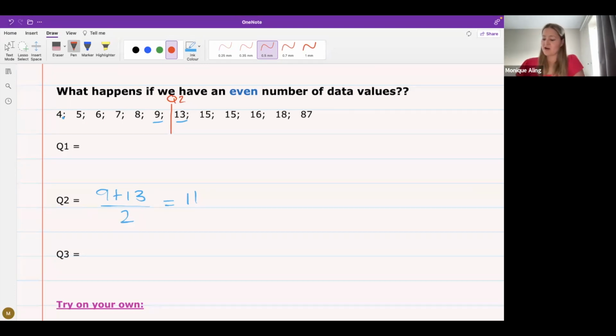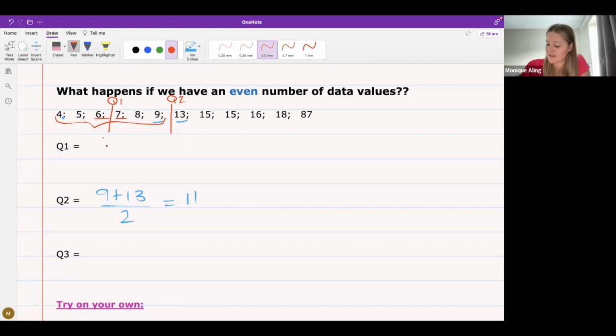So when I look for quartile 1, I am going to be looking at all these numbers, including 9, because 9 is not the middle number. It's in between the 2. Okay, so when I look for quartile 1, again, I have 1, 2, 3, 4, 5, 6. I've got an even number. So my 2 middle numbers of the first half are 6 and 7. So quartile 1 falls between these 2.